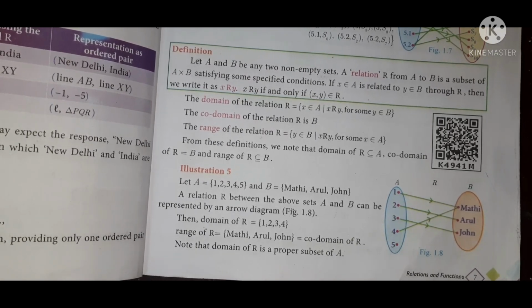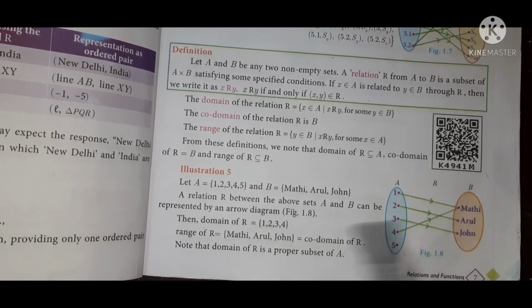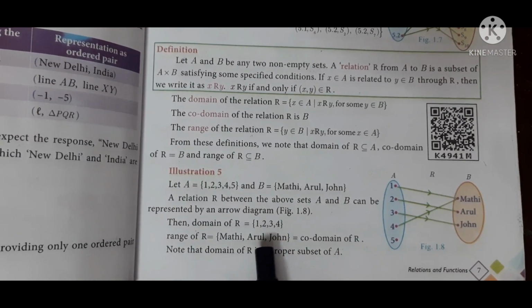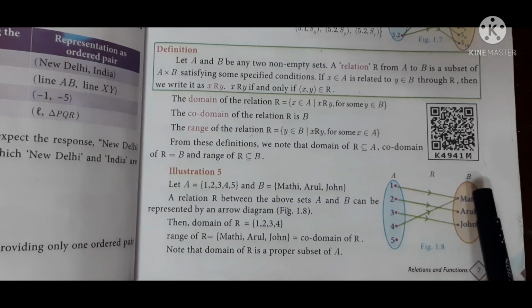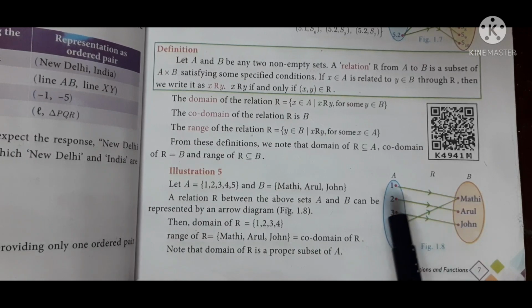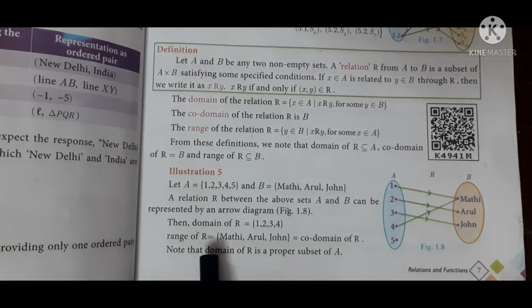Here there are 5 elements in A, but 4 elements are related with B. Those 4 elements are called the domain. The domain of R is 1, 2, 3, 4. And for the range, all the elements in set B are related with A. So the range of R is Madhi, Arul, John. And also codomain is equal to range.